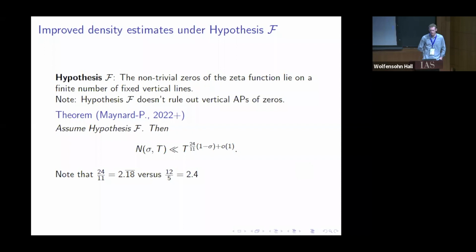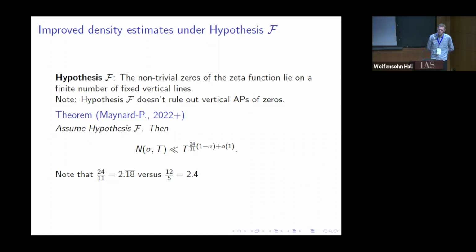There is some uniformity here. We could maybe take a growing number of well-spaced vertical lines as t increases, but for simplicity, we just consider something like this. And it's important to note that even under this hypothesis F, you still can have vertical arithmetic progressions of zeros on any particular line. Okay, so this isn't really ruling out some of these problematic things that we saw before. You could still have vertical arithmetic progressions of zeros, but somehow we're going to have rigidity in the real parts.